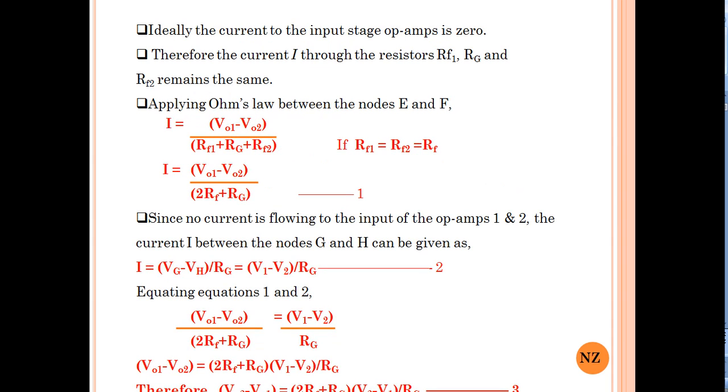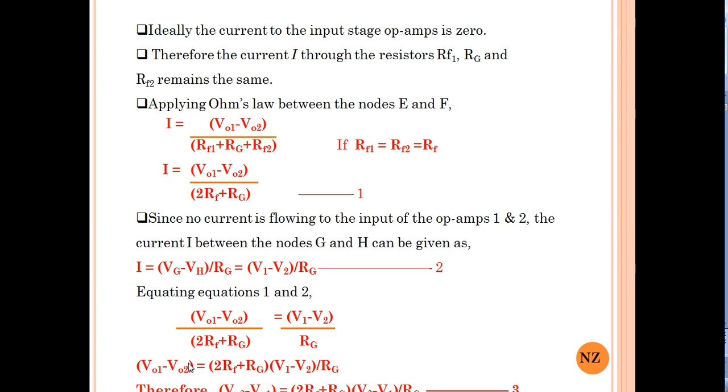We can equate these two particular equations, that is equation number 1 and 2. (V01 minus V02) divided by (2RF plus RG) equals (V1 minus V2) divided by RG. Now we can transfer this 2RF plus RG to this side and we can write V01 minus V02 is equal to (2RF plus RG) into (V1 minus V2) divided by RG. So this is the value of V01 minus V02.